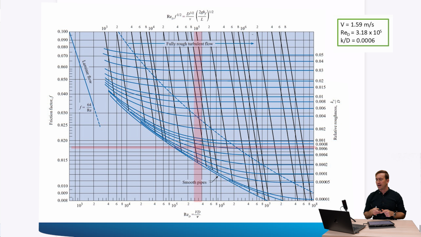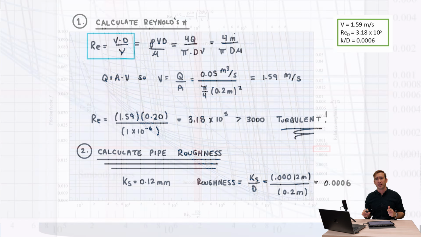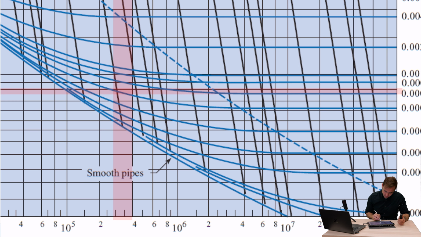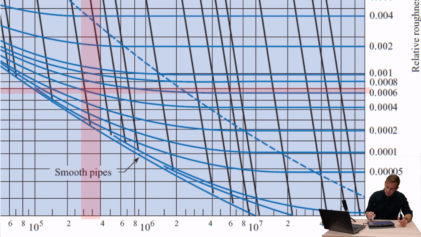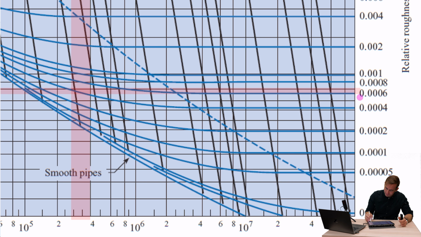I then look at the value of 0.0006 for my relative roughness coefficient, and I locate that line right there. So I'm going to try and do this as clearly as possible. What you can see is we've got this friction coefficient right here, and that's going to lead us to this line right there. I look at this line all the way through, and I see that there's this intersection right here.